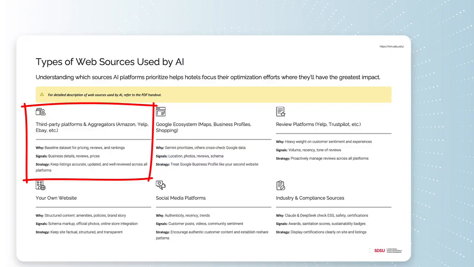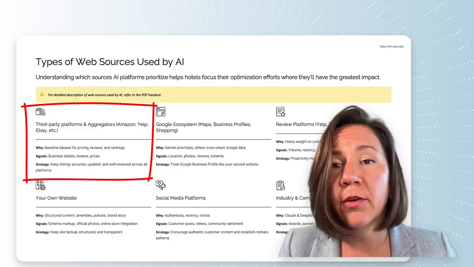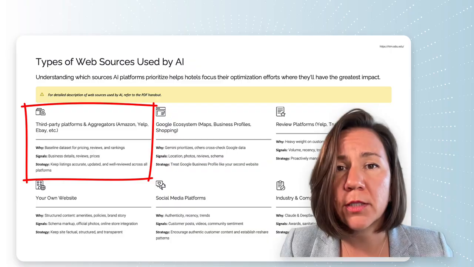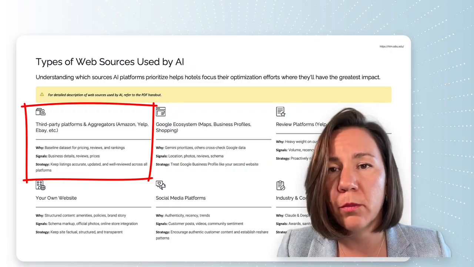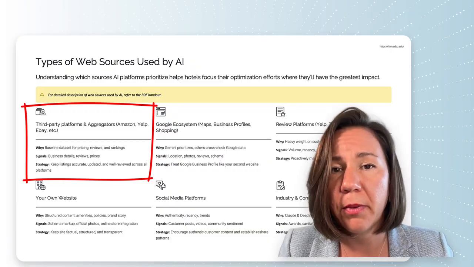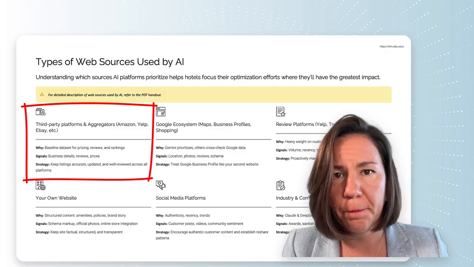Third-party platforms and aggregators. Amazon, Yelp, eBay, etc., depending on the type of your business. Why? Almost every AI platform pulls pricing, reviews, and ranking data from these guys. It's just the path of least resistance for them.